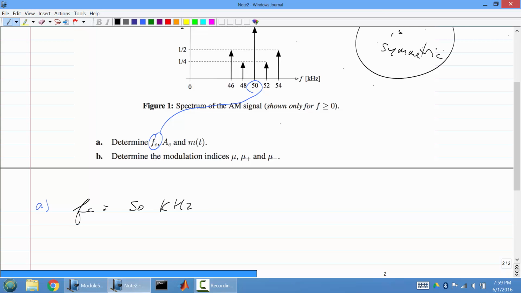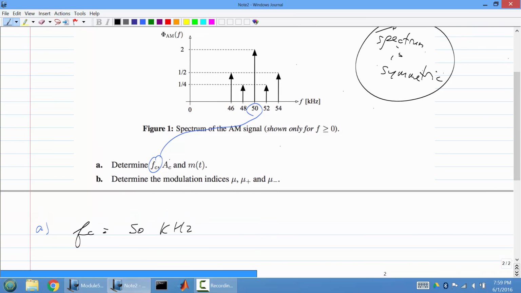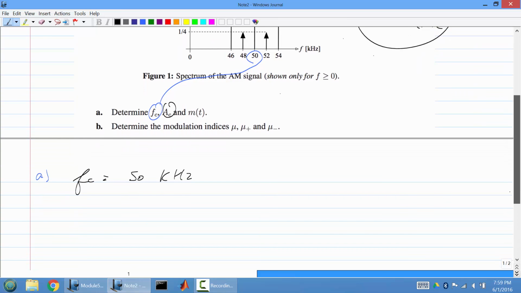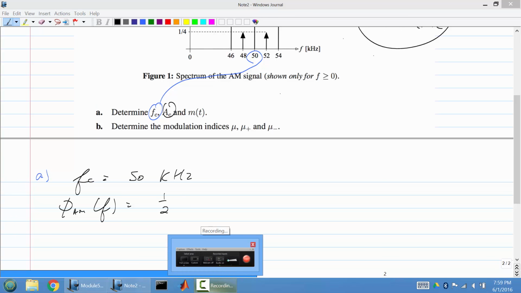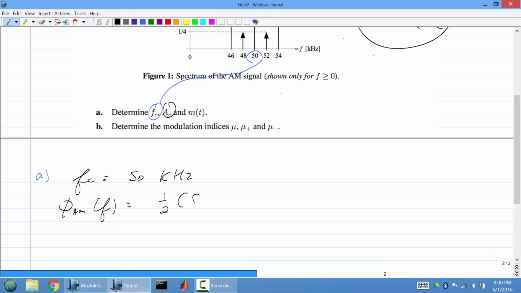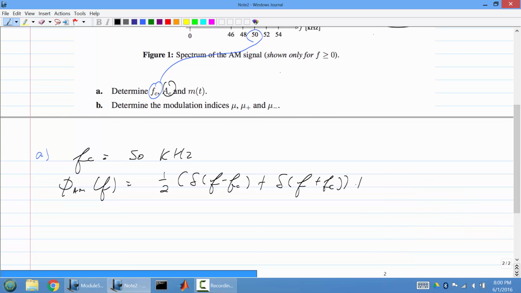Okay, so the amplitude. If you remember what the transform was for the AM signal, I'm just going to do this in frequency for now. It was half. I'm pretty sure it was half. Yeah, it was half. So half, we have delta(f minus f_c) plus delta(f plus f_c). And then we also have the message signal itself, so we have 1/2 M(f minus f_c) and 1/2 M(f plus f_c).